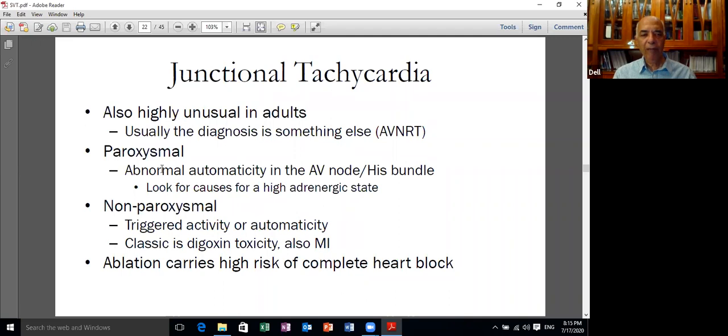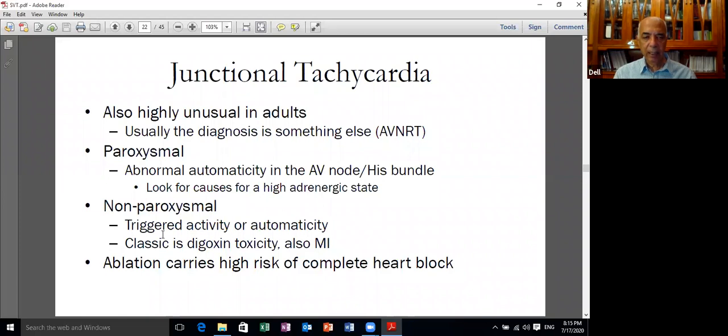It comes in two flavors: paroxysmal, which is usually due to abnormal automaticity in the AV node or the bundle of His. These are usually adult patients in the CCU with sepsis, or catecholamine infusion because of hypotension, and the high adrenergic state enhanced the automaticity and produced the paroxysmal junctional automatic tachycardia. Or non-paroxysmal, the classic situation for that is digitalis toxicity, but it can occur also in patients with acute myocardial infarction, and it can be due to enhanced automaticity or triggered activity, as we alluded to in the previous year.